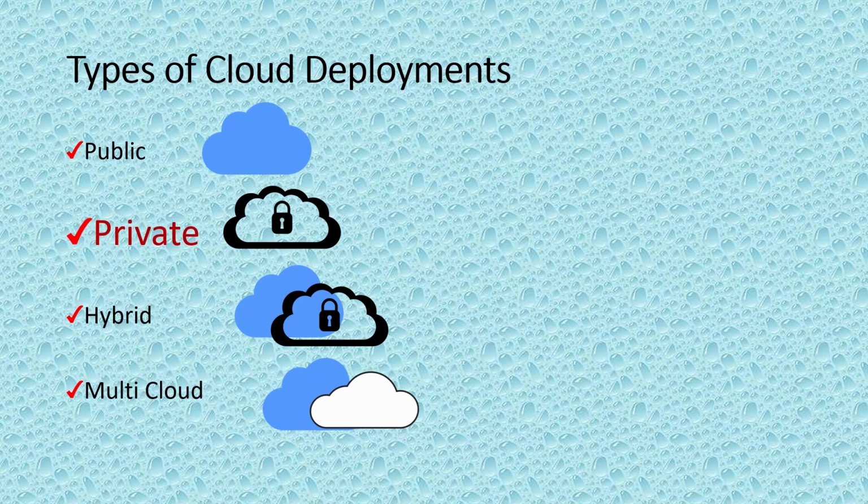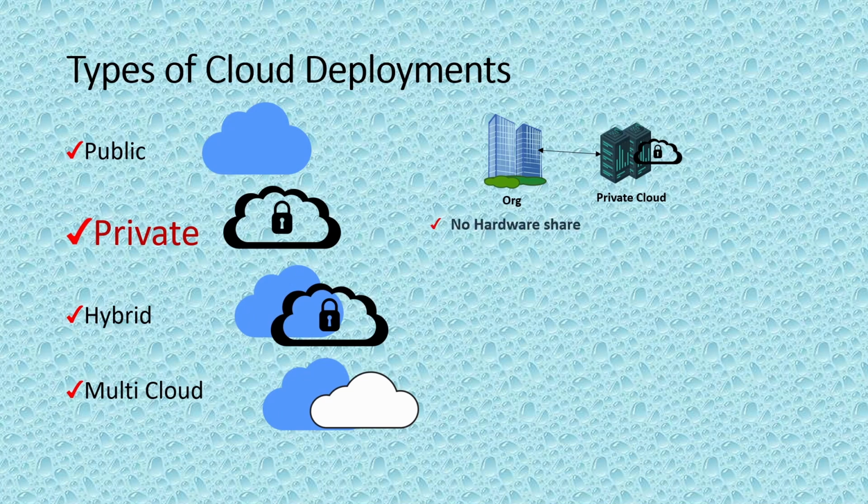Private deployment model. In private deployment model, the cloud infrastructure is hosted on-premise or at the data center of the organization. The infrastructure is managed by the company's IT staff. The access is strictly controlled here.